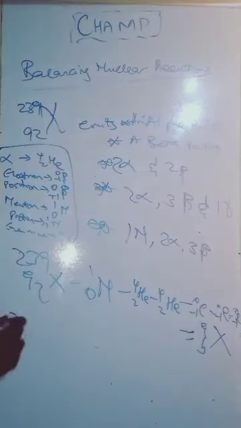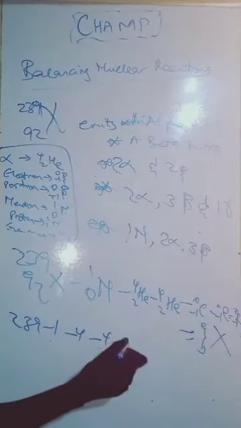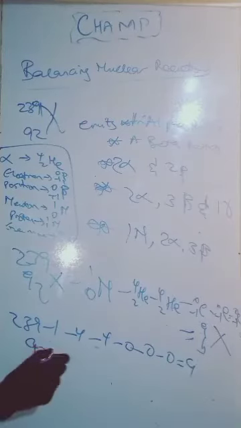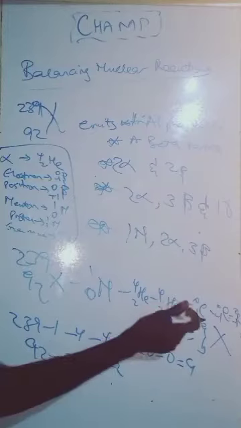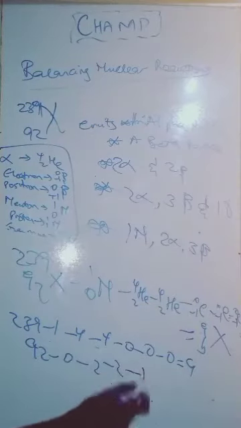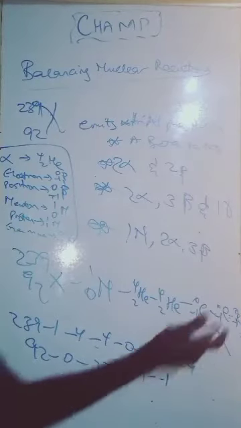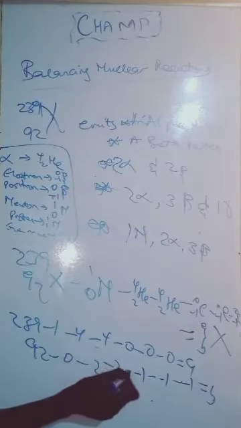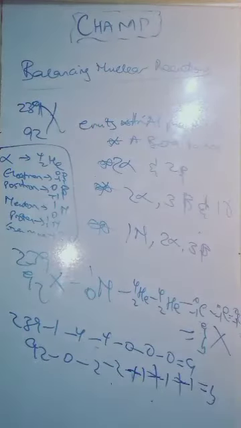Let's go. So you have 239 minus 1 minus 4 minus 4 minus 0 minus 0 minus 0 is equal to A. 92 minus 0 minus 2 minus 2, then this is what? Minus times minus 1 minus minus 1, then you have another minus minus 1, then you have another minus minus 1, is equal to B. Minus times minus gives you plus. Minus times minus gives you plus. Like this, I just skipped the line.